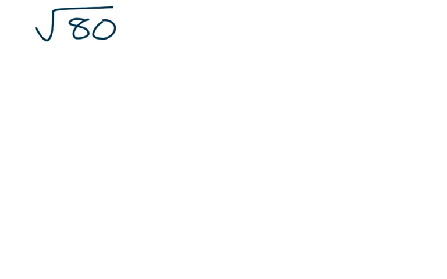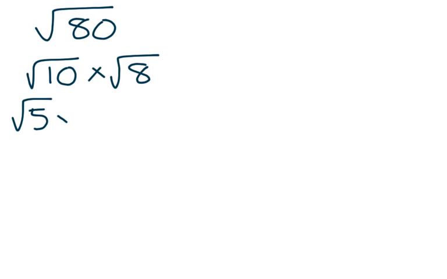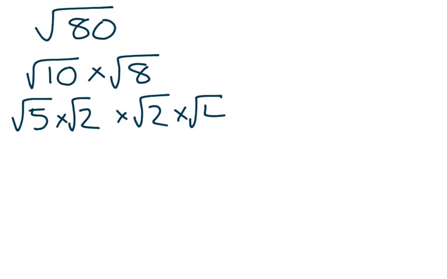But imagine if I didn't notice a square number. So let's say root 10 times root 8. Both of these are surds because 10 and 8 are not square numbers. So I've got to break these down even further. So root 10, I am going to say root 5 times root 2. And root 8 over here would be root 2 times root 4.